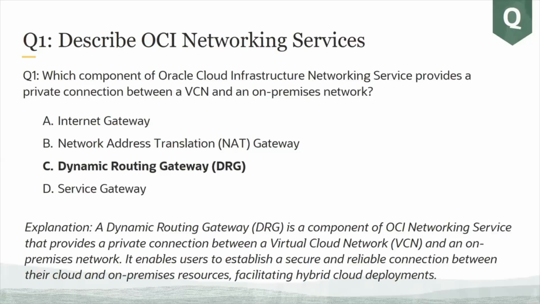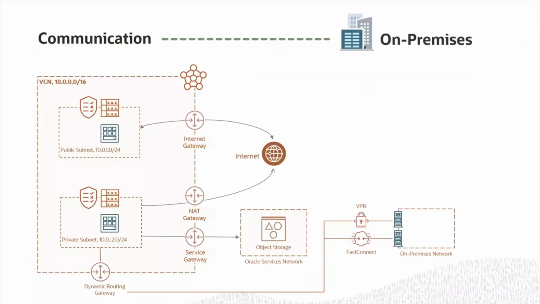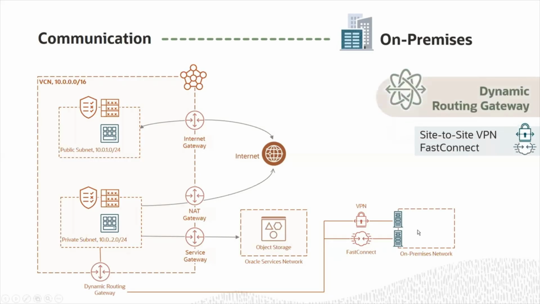The next slide is from the coursework, and we covered this as part of the networking module. You can see here we have a virtual cloud network, and in this VCN we have 2 subnets, and there is a dynamic routing gateway, the DRG, which helps you connect to your on-premises network. You could use DRG for site-to-site VPN connectivity, or for something called FastConnect. You can also use DRG to connect 2 VCNs in the same region or different regions.